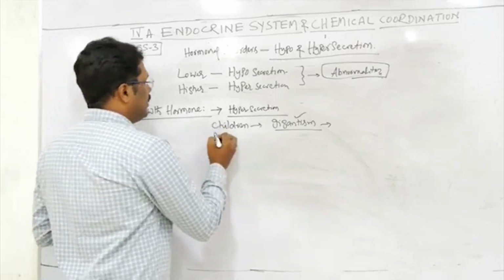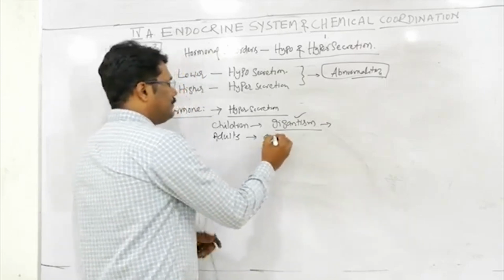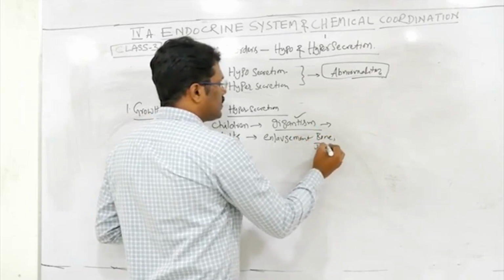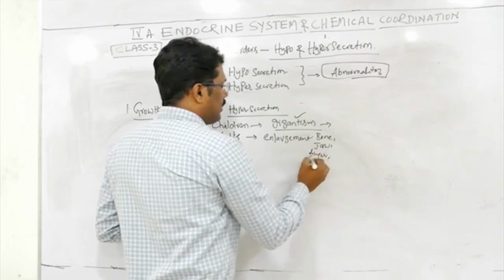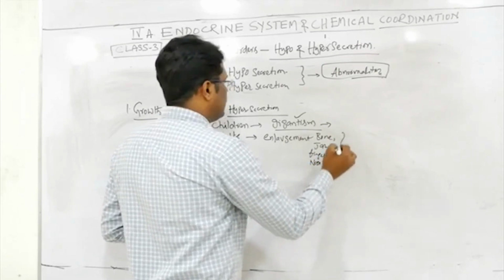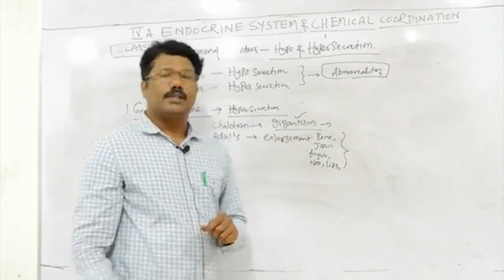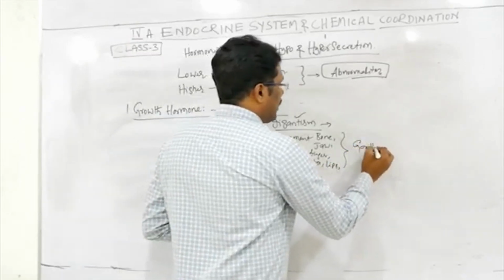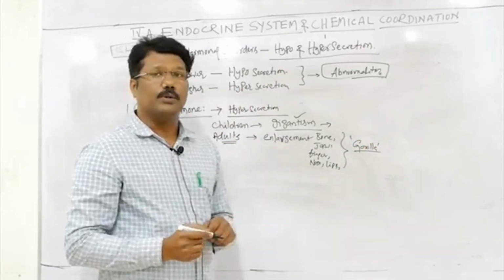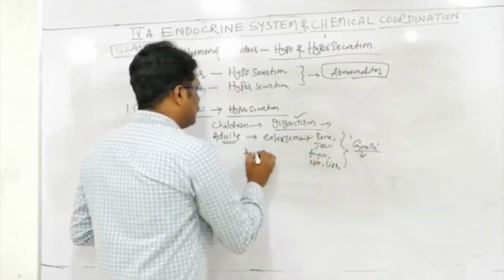If this hypersecretion occurs in adults, it leads to enlargement of bone, enlargement of jaws, fingers, nose, lips, all these leading to a gorilla-like appearance. So the person who has hypersecretion of this growth hormone will look like a gorilla. So this is called acromegaly.